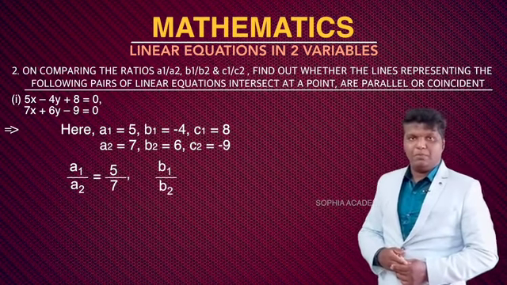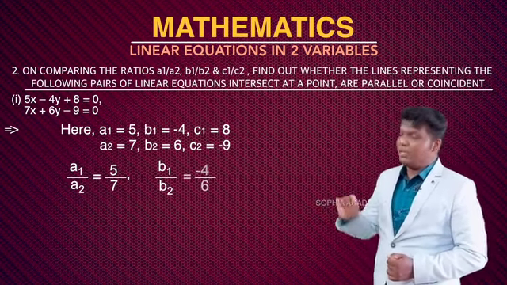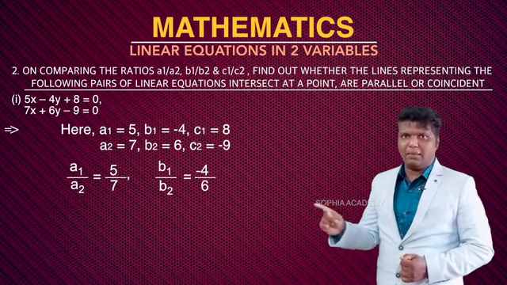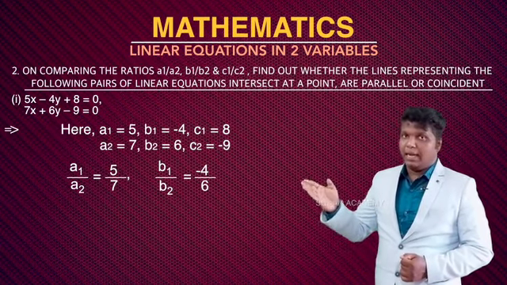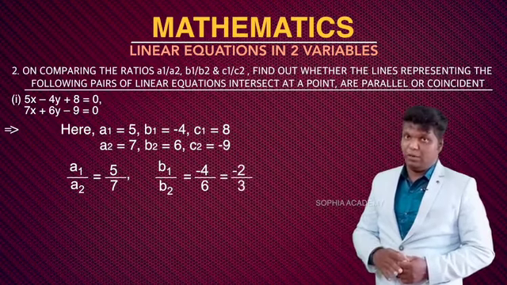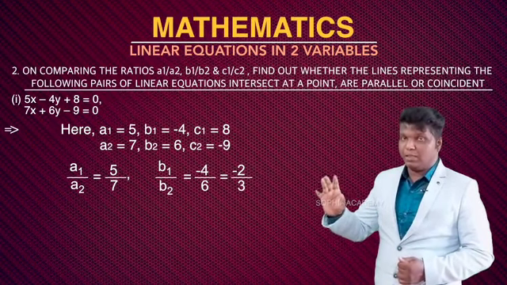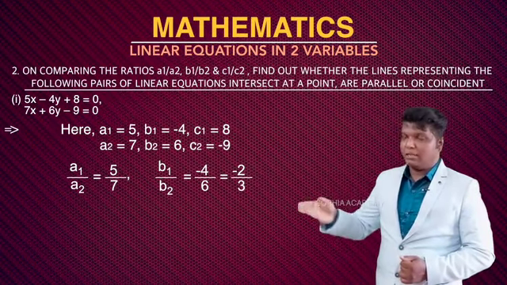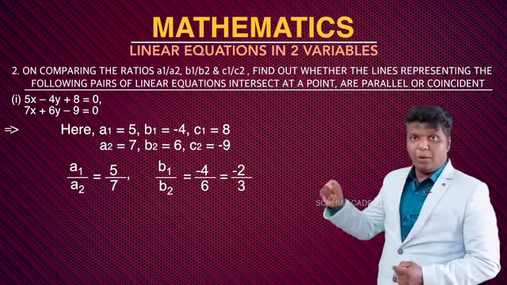b1 by b2. What is b1 by b2? Minus 4 by 6. Minus 4 and 6, you can cancel them again by using the table of 2. Again solving them, you will get minus 2 by 3. Every time you have to bring it to the simplest form. That's why I cancelled them. So minus 2 by 3. So you got b1 by b2.